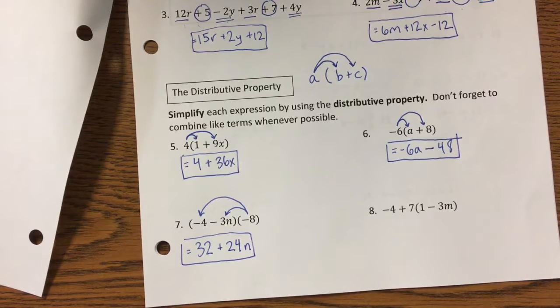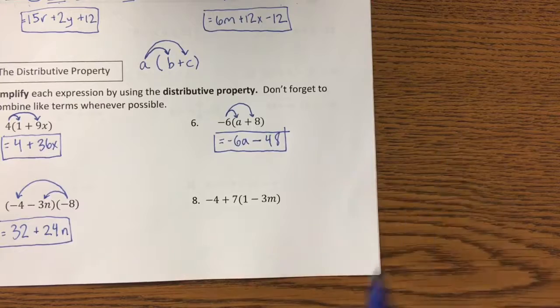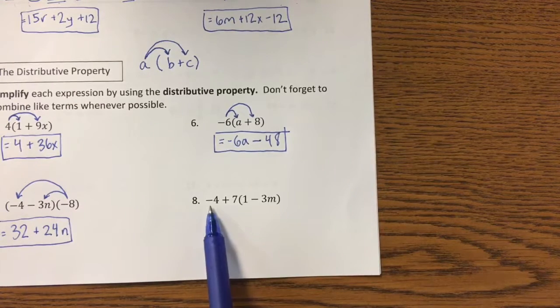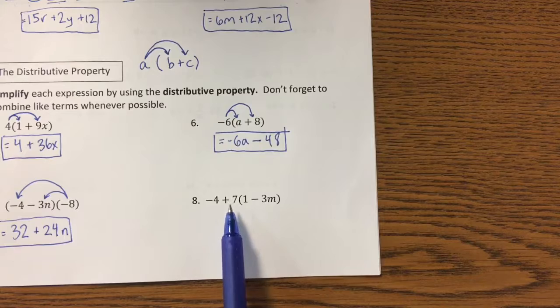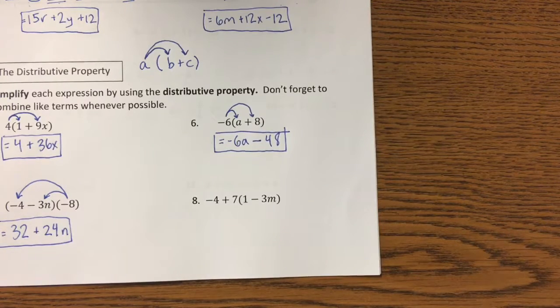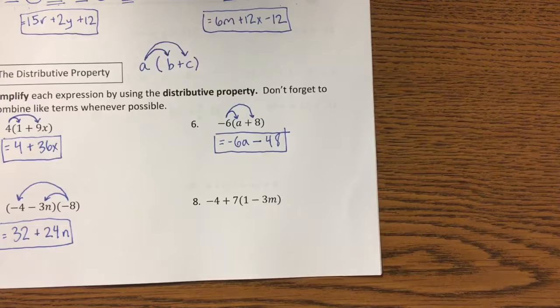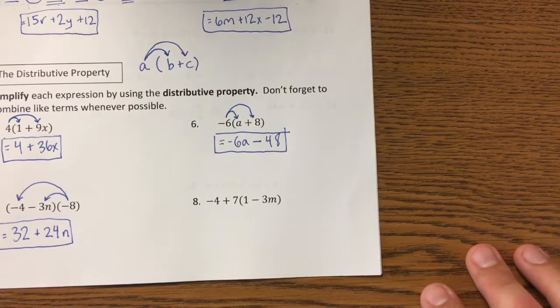Looks like we might have to combine some like terms on number 8, though. So for number 8, notice we've got quite a bit going on here. Don't fall into the trap of adding these first. Okay, you've got to follow the order of operations. So if you see some parentheses being multiplied by something, that's an indication we're doing multiplication. So make sure that you do that distributive property first. Don't try to add these two first, because then you're not following the rules of the operations.